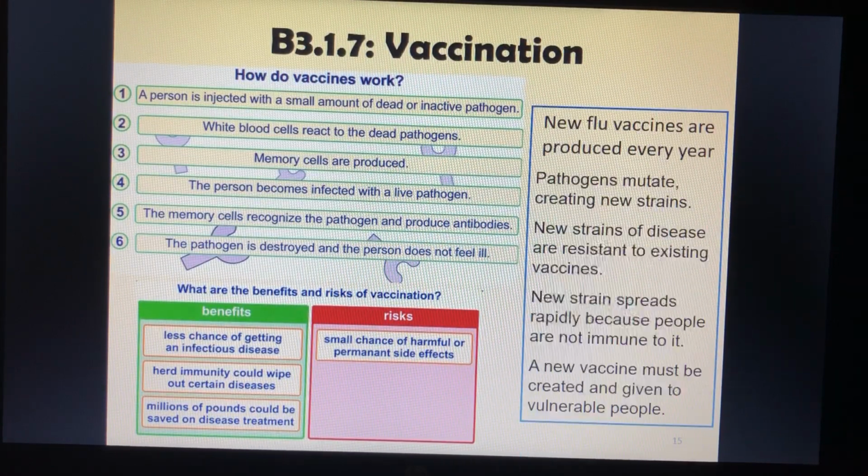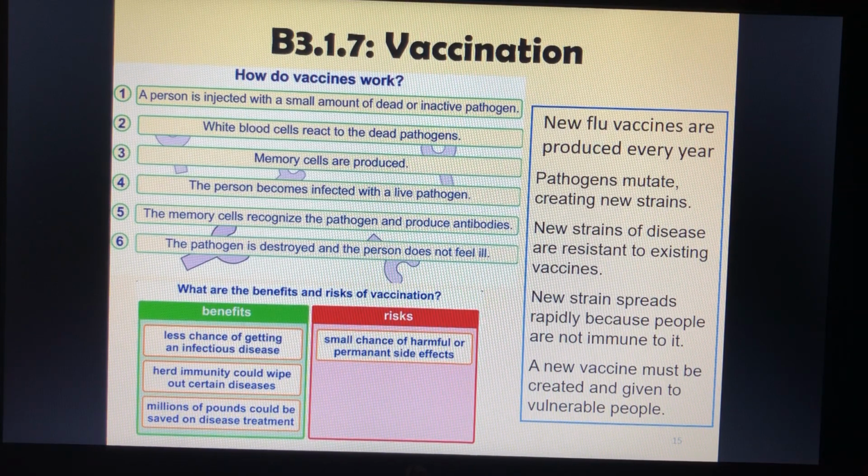So vaccinations, talked a little bit about these already. A person is injected with a small amount of dead or inactive pathogen. The white blood cells react to the dead pathogen, so they produce those antibodies, learn how to fight it, making memory cells. And the person, if they then become infected with the pathogen without even knowing what's going on, the memory cells will recognise the pathogen and produce antibodies, and the person won't even feel ill. Okay, it is destroyed, and it's happening to us probably right now for different diseases, and we don't even know it's happening, but it's because we've got our immunity.